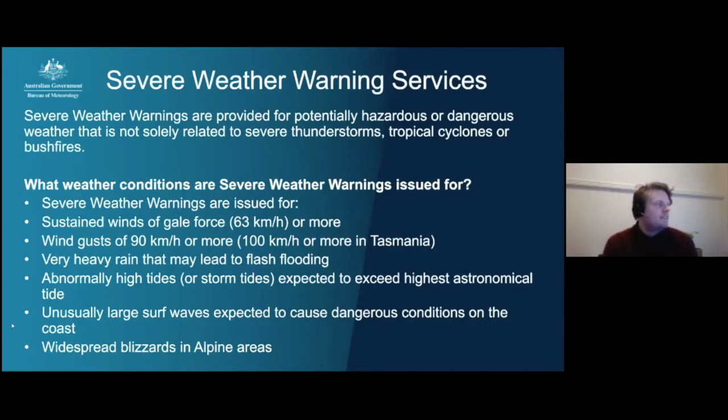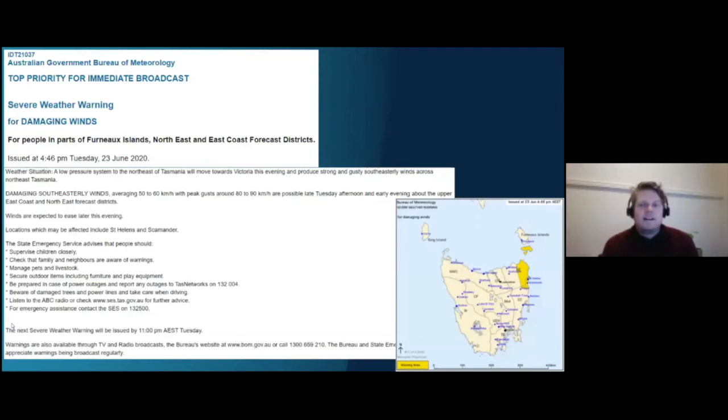So what these look like, they look pretty similar to the first thunderstorm warning I showed you. So it's got that yellow area of where the phenomena is expected, and it also says on the image and in the title there. So this is for damaging winds over the Tasmanian area.